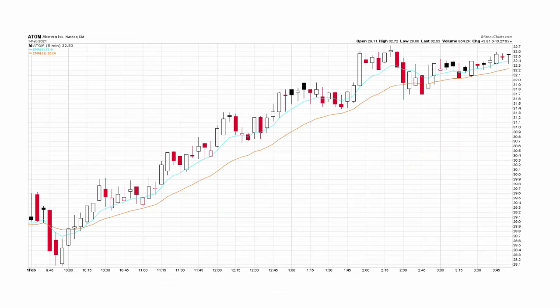All right, so here's the 5-minute chart. Okay, stock opened up strong. You can see that it dropped pretty hard, relatively speaking, below both the 8 and the 21.